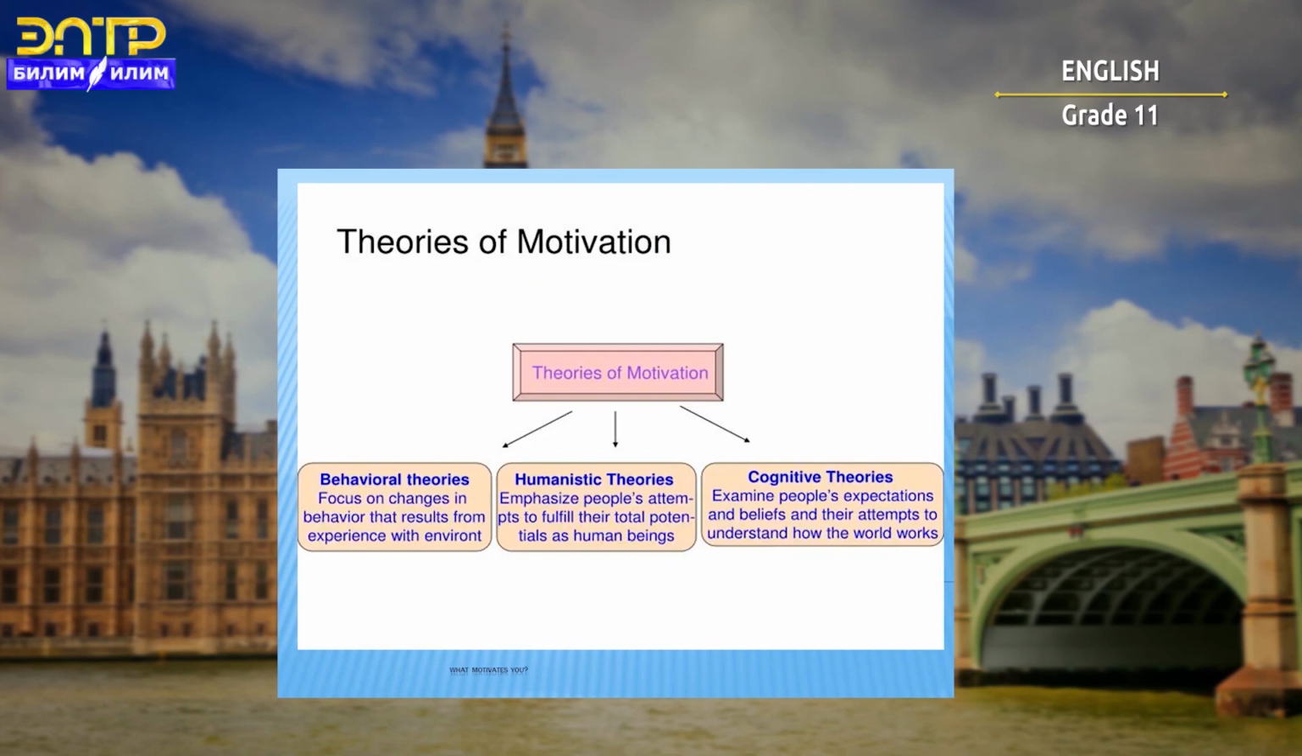Theories of motivation: behavioral theories, humanistic theories, cognitive theories. Behavioral theories focus on changes in behavior that result from experience within the environment. Humanistic theories emphasize people's attempts to fulfill their total potentials as human beings. Cognitive theories examine people's expectations and beliefs and their attempts to understand how the world works.